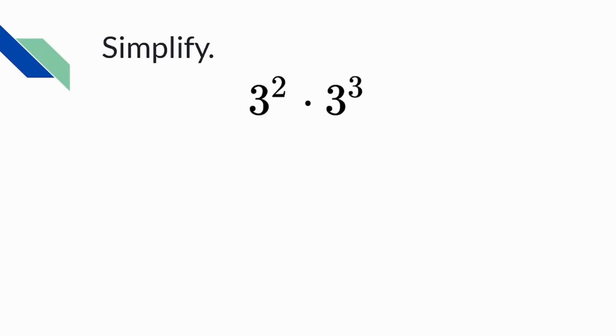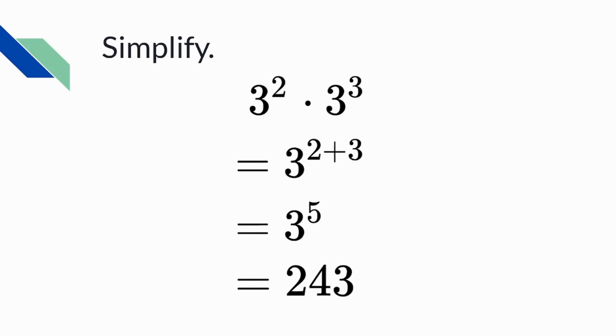I'm asked to simplify the expression 3 squared times 3 cubed. Here I have the same base being raised to 2 powers, and they're connected by multiplication. So the rule says to take those exponents and add them. So I have 3 to the 2 plus 3. 2 plus 3 is 5, so I have 3 to the 5, which is 243. You can plug that into your calculator and double check that that's right. Our final solution is 243.